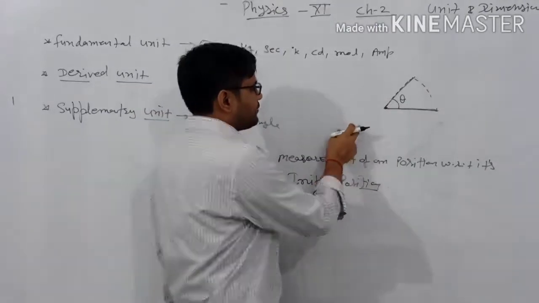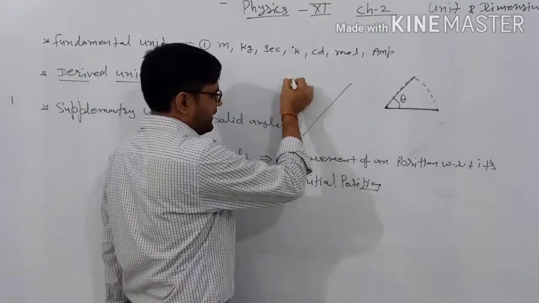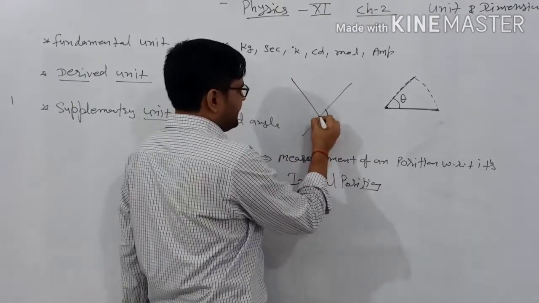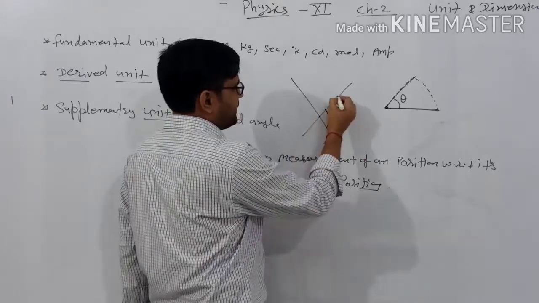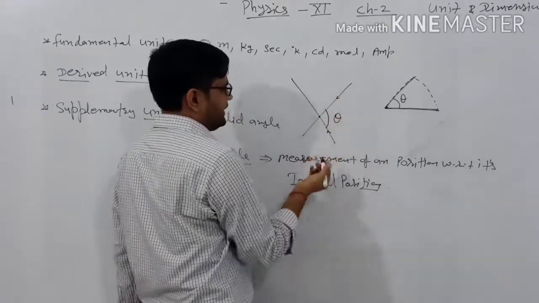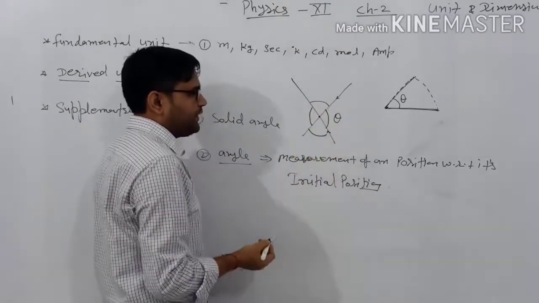When I talk about the intersection of two lines, suppose these are the two lines, they intersect. At that particular intersection point both lines form an angle. It is the angle theta. Similarly, these are also angles.